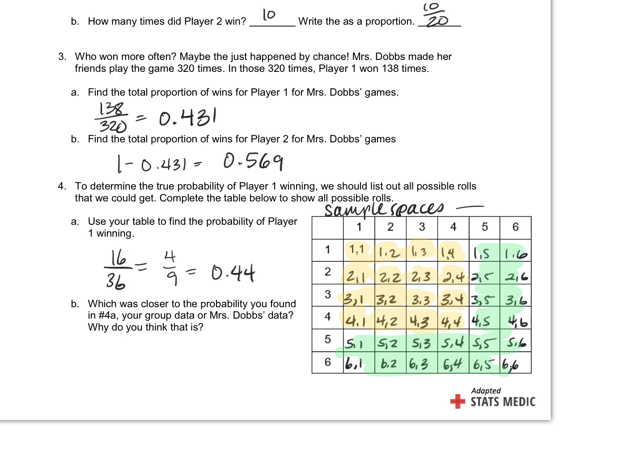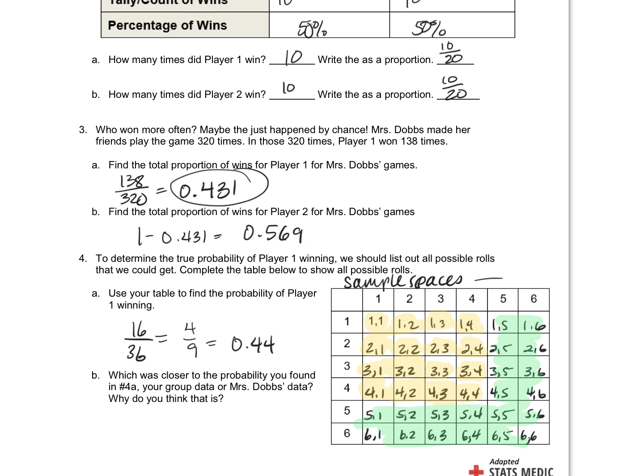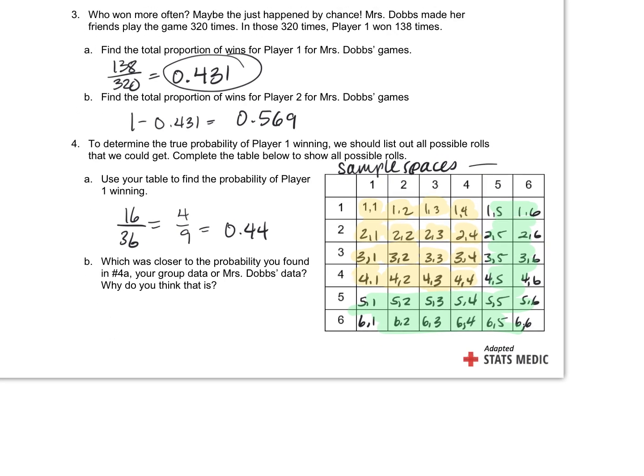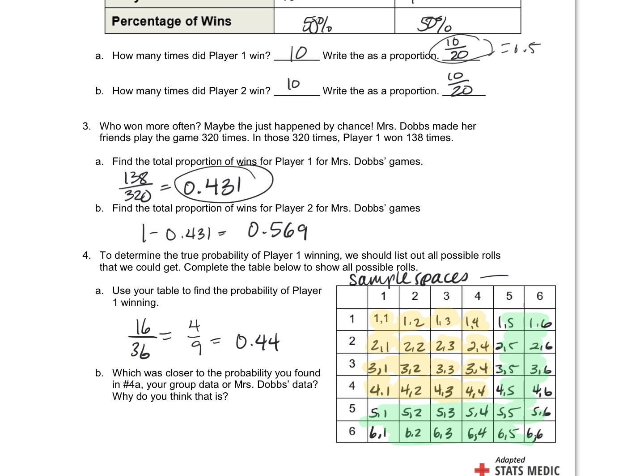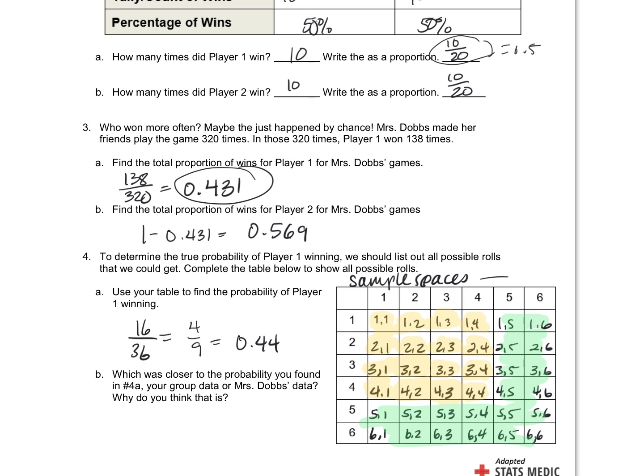So which was closer to the probability that we found? Your group's data or the Dobbs data? Here's what we found when I had a sample of 320. But your group for player 1, what did you have? Which one is closer to the 0.44? The big group or your smaller group? The bigger group, right? Everybody agree with that? Why do you think that is?